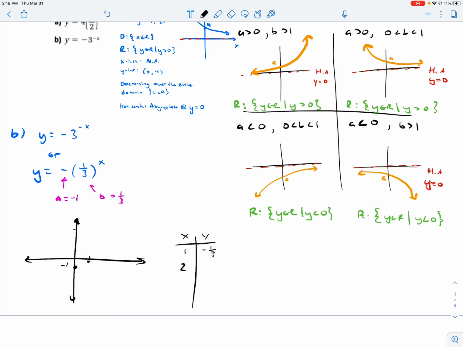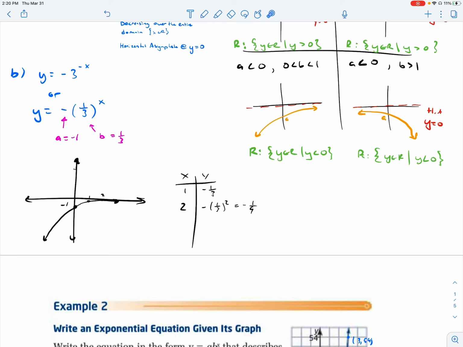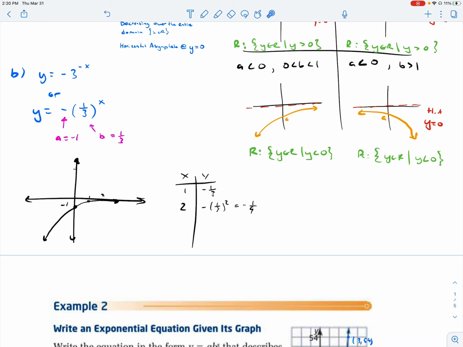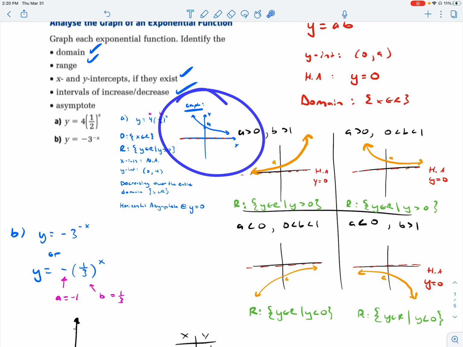And I could also let x be 2, and I know I would get -(1/3) squared, which is going to give me -1/9. So I have an even smaller number over there at 2. I could see this curve is definitely getting closer to the x-axis. And I know that this is also going this way on this side. So really, just from keeping the summary sheet, I can draw a really good sketch. However, if we're asked to graph, we do need some points. I didn't provide any points in the previous example. I just did a quick sketch.